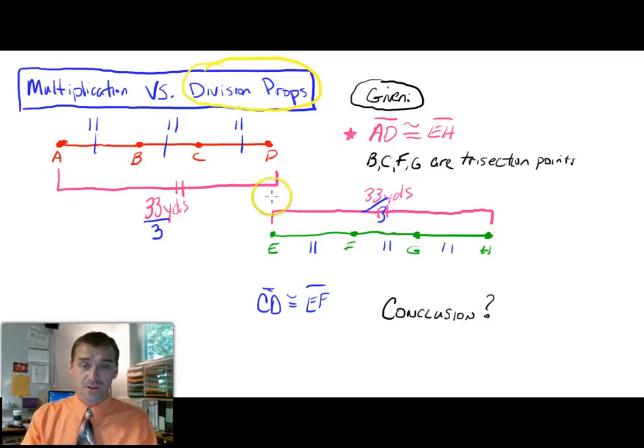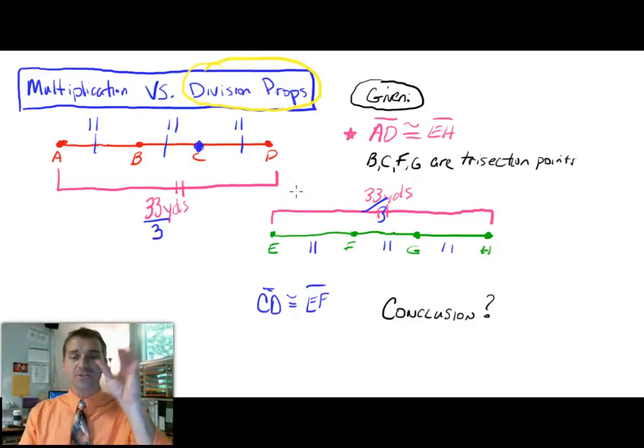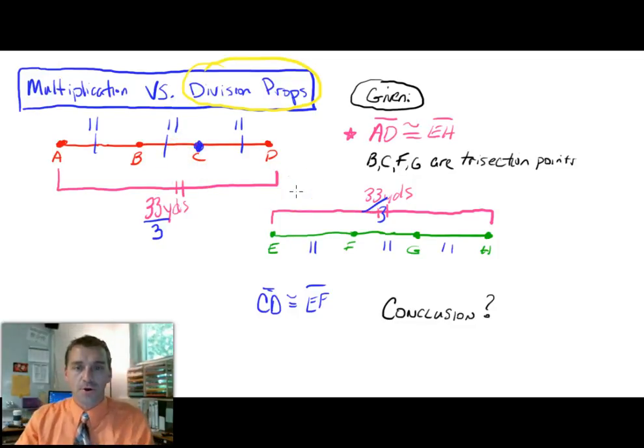I can conclude a bunch of stuff. In fact, I can conclude point C is the midpoint, which could have happened before that. But I could conclude all kinds of stuff. But at least I know they're divisions. The small little pieces are congruent.